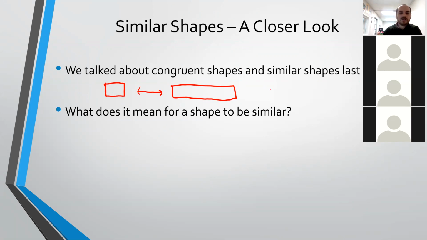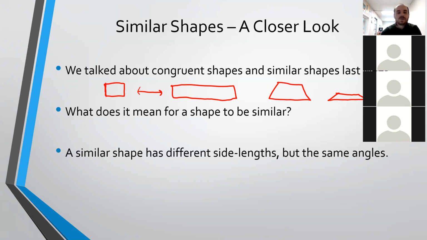So they are different. Kind of like how if we had, let's say, two trapezoids, one that looked like this and one that looked like this, right? These are not the same shape. So, sorry, these are not similar shapes. A similar shape has different side lengths, but the same angles. So for this one, you can tell right away, this angle is not the same as this angle. So that's why these two are not similar shapes.